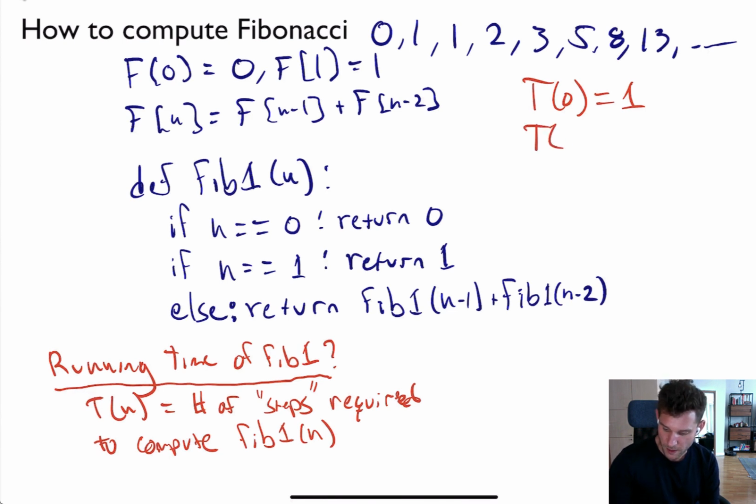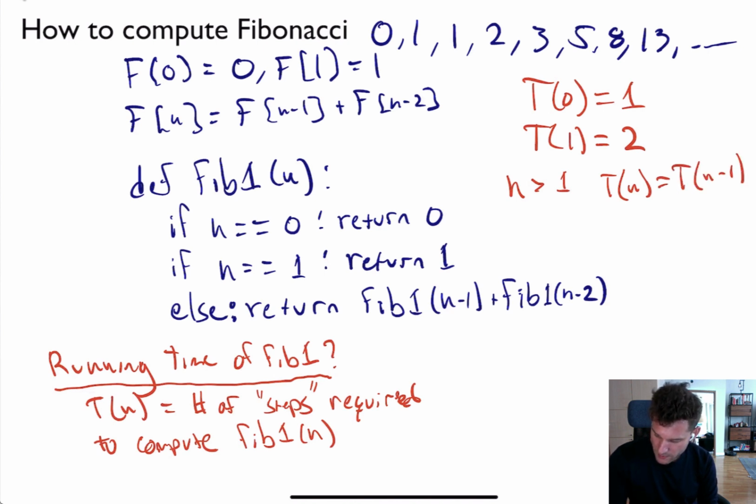T of 1 equals 2 steps, right? Because when you input 1, first you have to check if n equals 0, then you check if n equals 1, that returns true, and so you return 1. So it takes about 2 steps, right? And so for n bigger than 1, T of n actually equals T of n minus 1 plus T of n minus 2 plus, let's say, 3. Now, where am I getting 3 from?